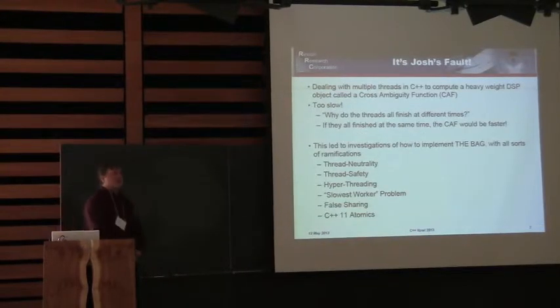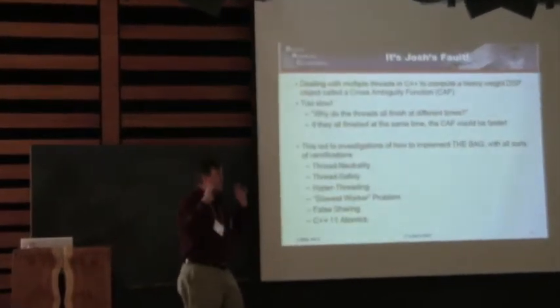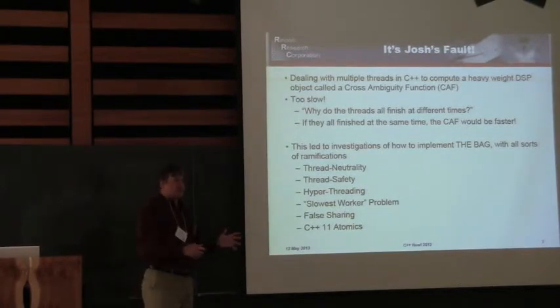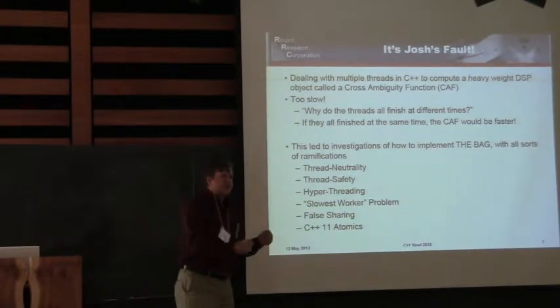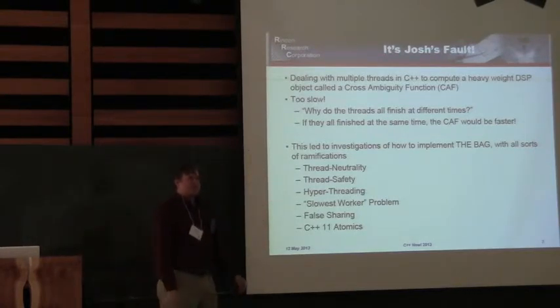Okay. So this all started out, it's Josh's fault. Josh is like, hey, Rich, I've got this 20-minute long computation. We're doing a 20-minute long CAF, and it's really cool. You got to see it. So I'm like, okay. So I run down to his office, and we sit there talking about what he's doing. He's doing a 20-minute CAF. And it's like, wow, 20 minutes seems to take forever.